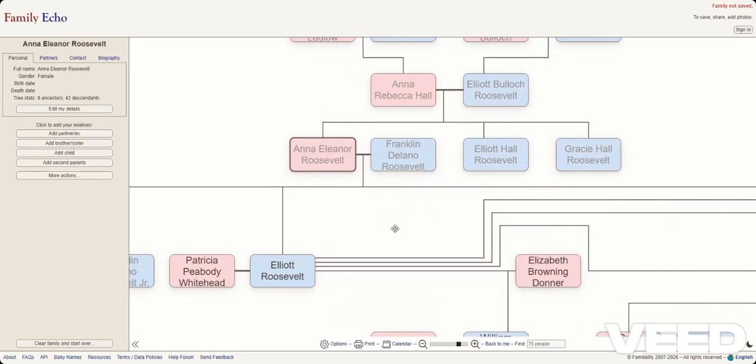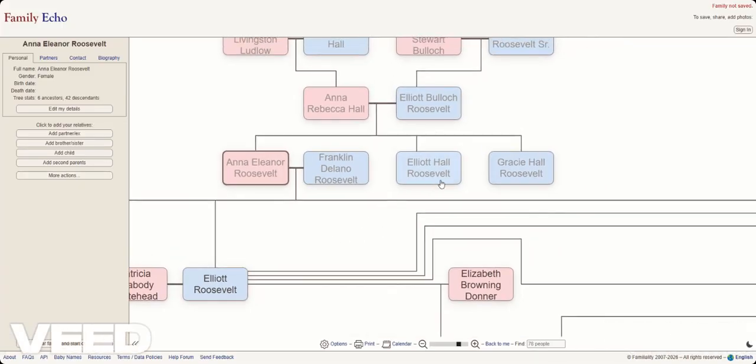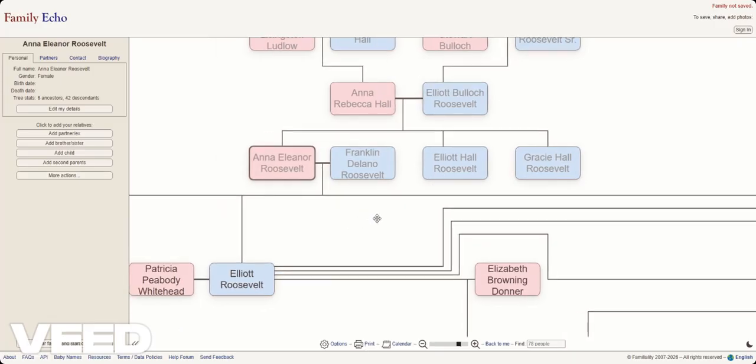Eleanor had two younger brothers, Elliot Hall Roosevelt and Gracie Hall Roosevelt. Gracie is a very funny name for a boy, but it was a brother. She did not have sisters, she was the oldest sibling.